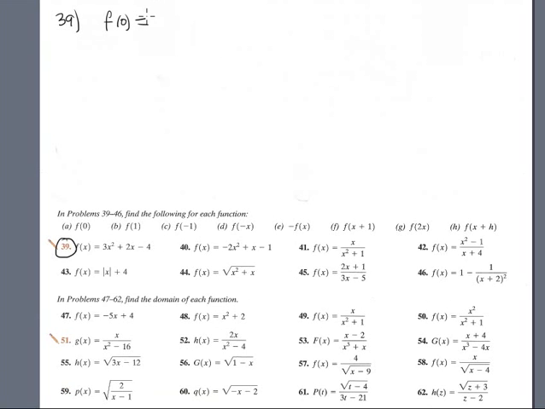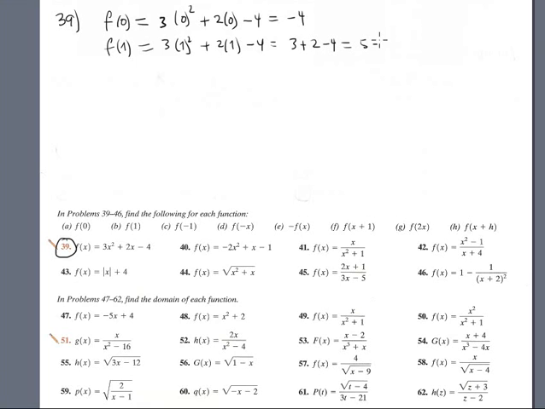Okay, 39. Evaluate f at 0 is easy as function notation. It's just plugging 0 in for the variable x. Everything is 0, the answer is negative 4. F evaluated at 1 is 3 times 1 squared plus 2 times 1 minus 4. 1 squared is 1 times 3 is 3, plus 2 minus 4 is 5 minus 4 is 1.